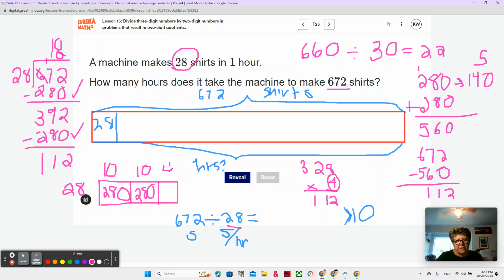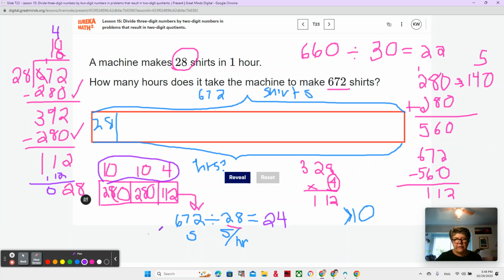Now, it's 4 groups. So our 4 groups right here, and our 4 groups is 112. And this number adds up to be our dividend, right? And then this number adds up to be our answer. So 10 plus 10, 24. So 24 hours to make 672 shirts. And this would be a 4 here. We already said 4 times 28 is 112.